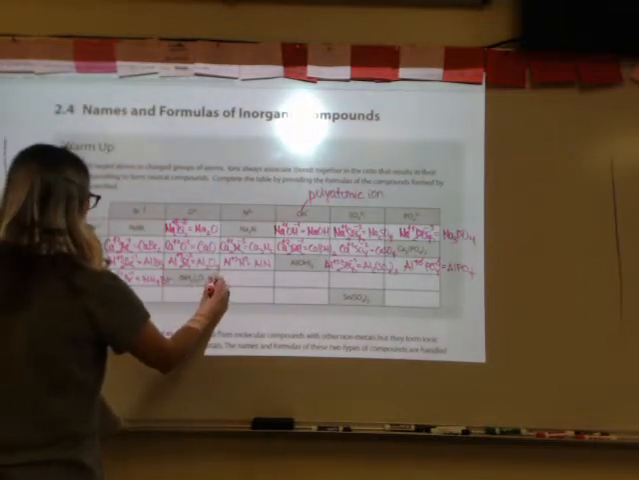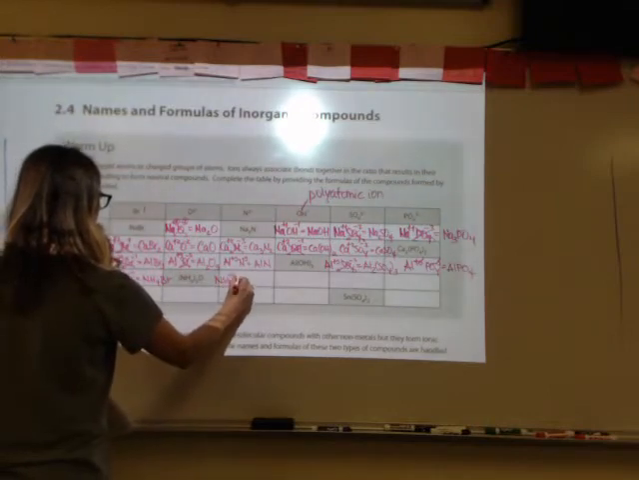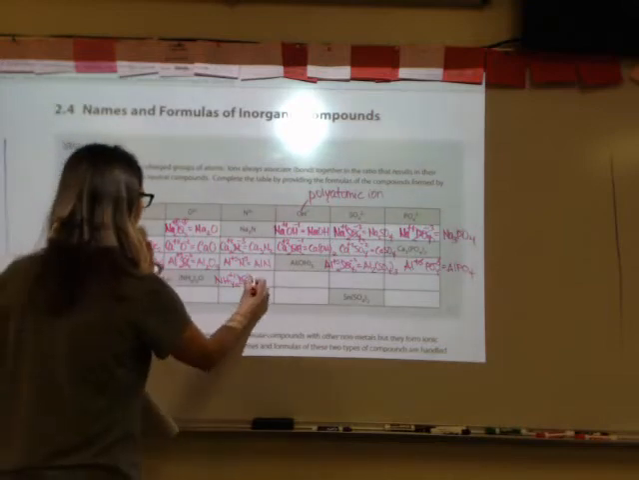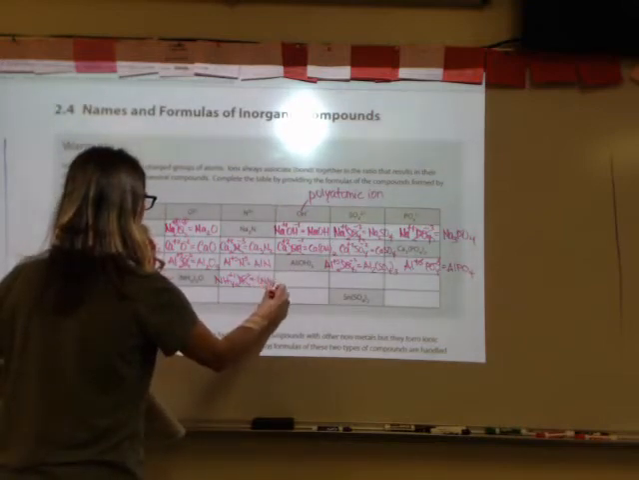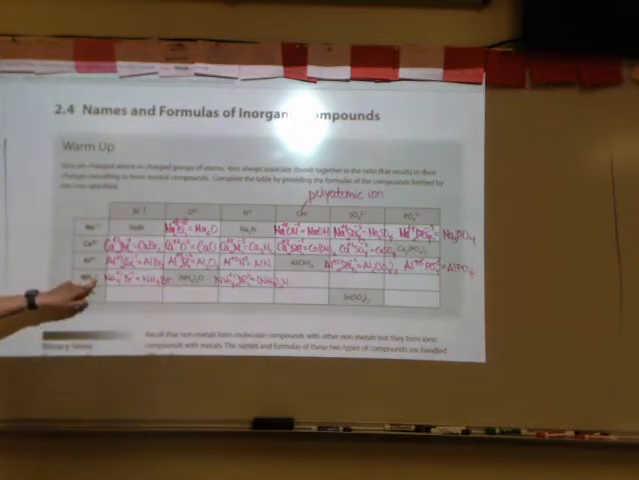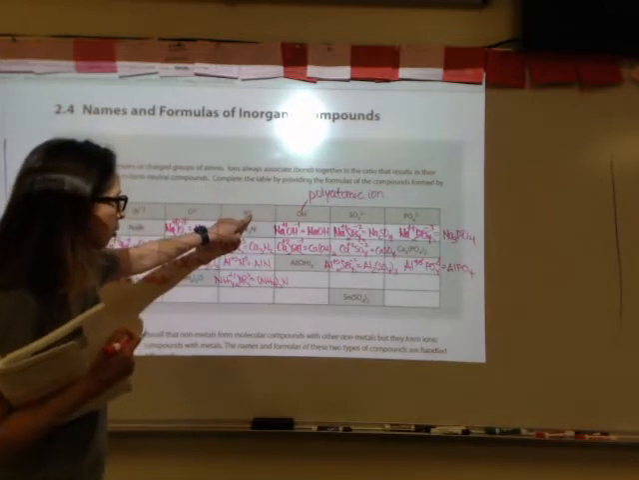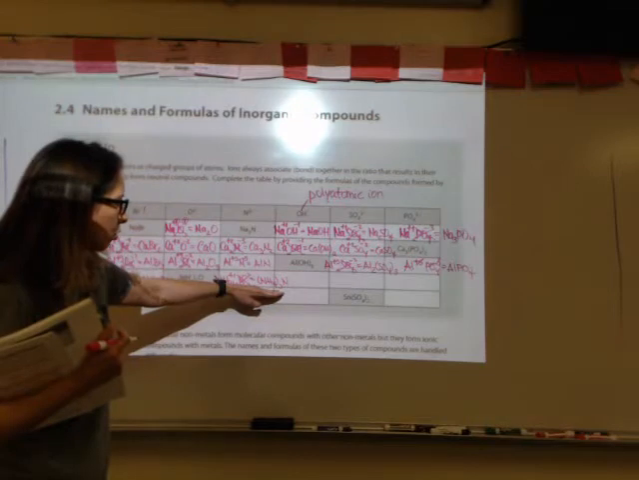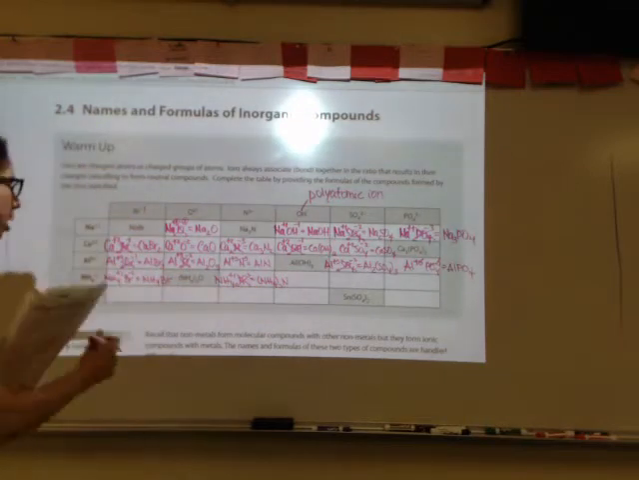When I have NH4+1 and N-3, when I cross those charges, it tells me I need to have 3 NH4s with 1 nitrogen because that would give me a plus 3 charge on ammonium to counter the negative 3 charge on the nitrogen. So that's why you see 3 NH4s in parentheses in the neutral compound.